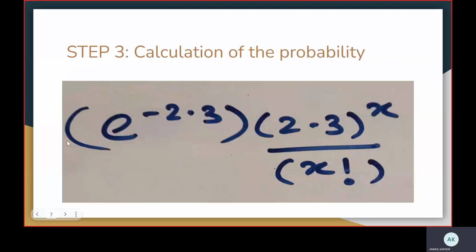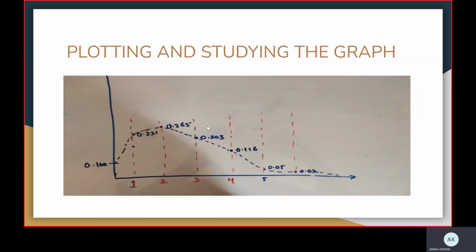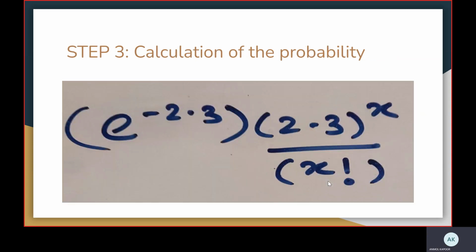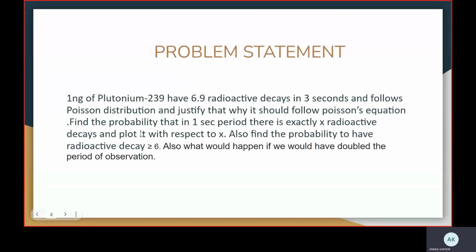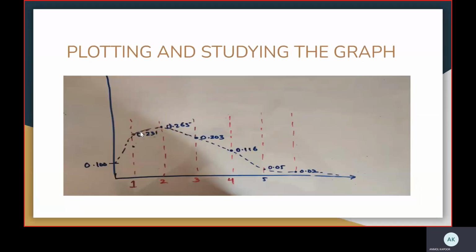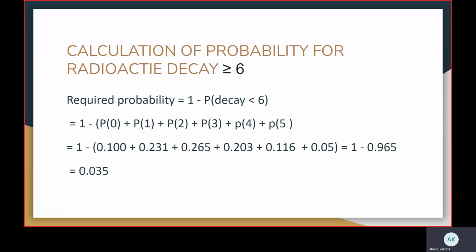Now putting values of 0, 1, 2, 3, 4 and so on in place of x, we got this as our function. You can see that as x increases, probability decreases to 0. In fact, at values greater than 6, it is very much closer to 0. We are also asked to calculate probability of having radioactive decay greater than or equal to 6. We know that probability of x is equal to 1 minus probability of x complement. So required probability is 1 minus the probability of having decay less than 6.